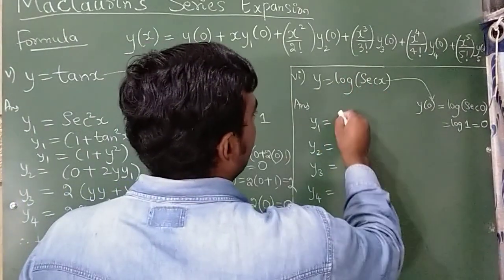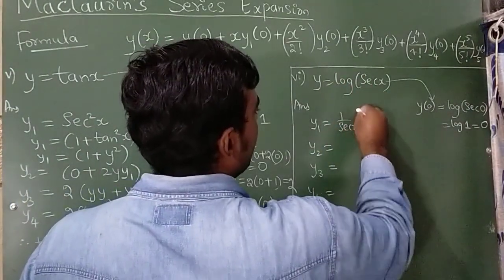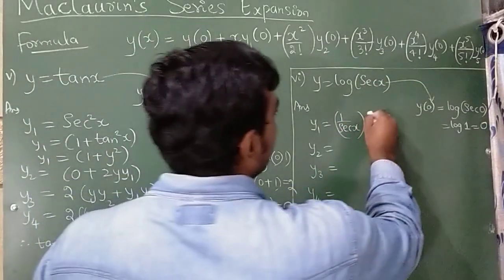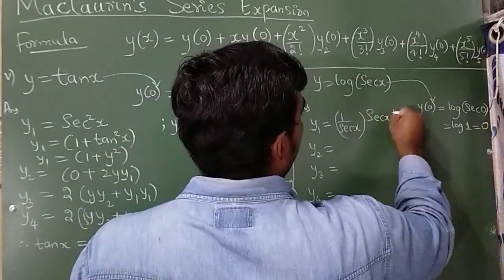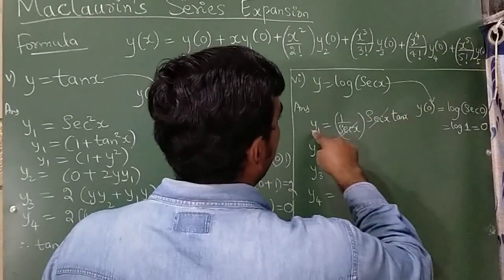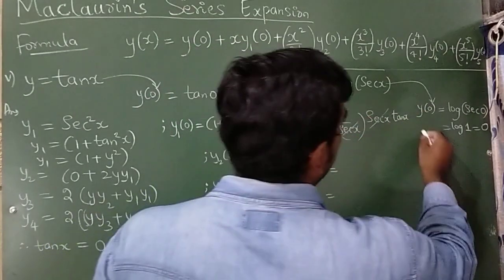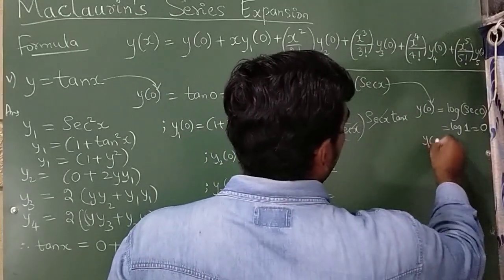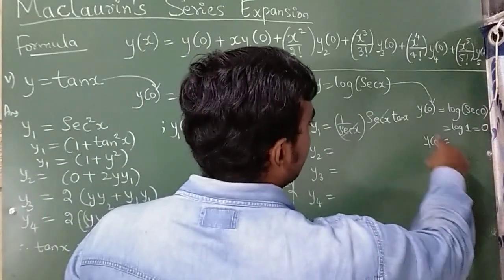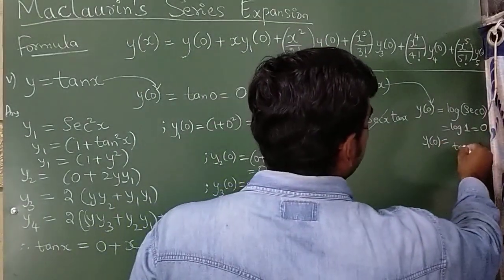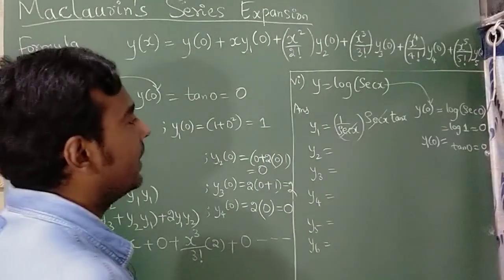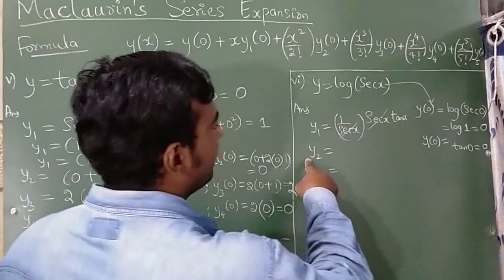So this will become 1 upon secant x. Now differentiation of secant x is secant x into tan x. Fine. This and this get cancelled. So what is remaining? y1 is equal to tan x. Fine. Now I have to write y1 of 0. It means in place of x, if I substitute 0, so tan 0 is how much? 0.